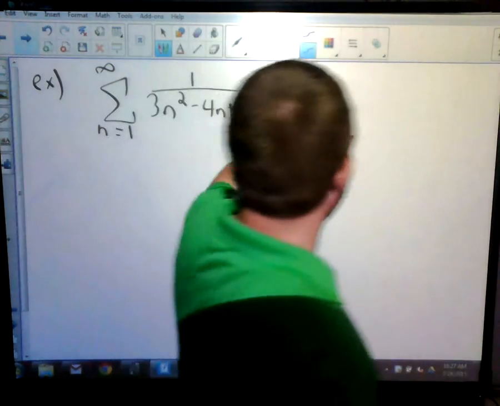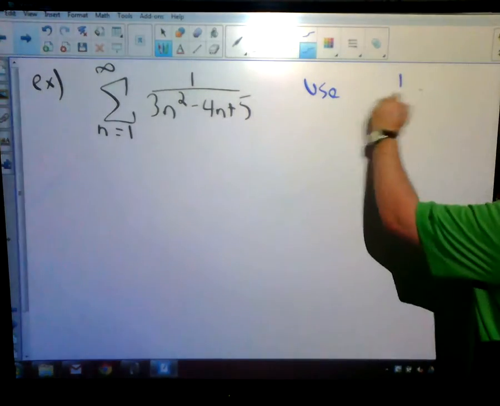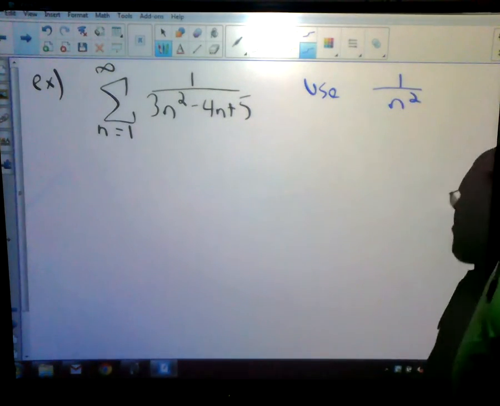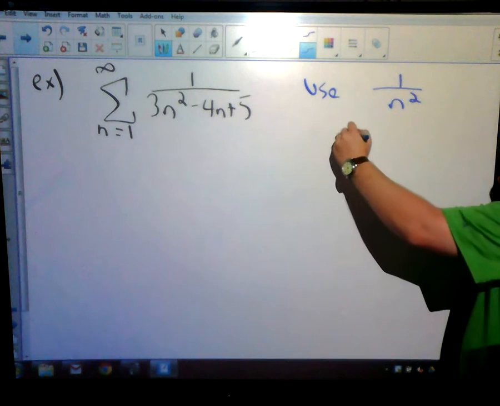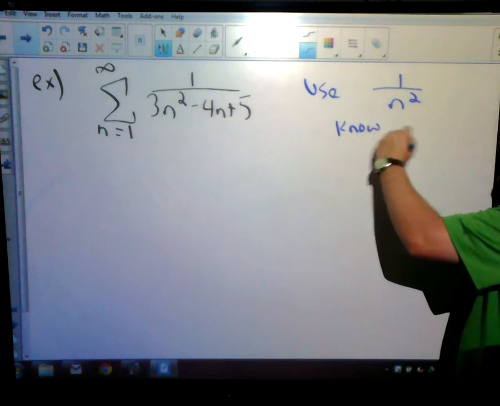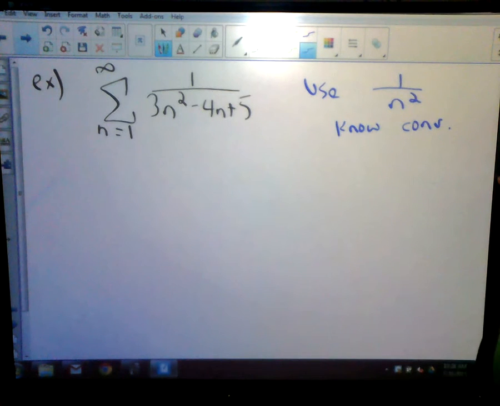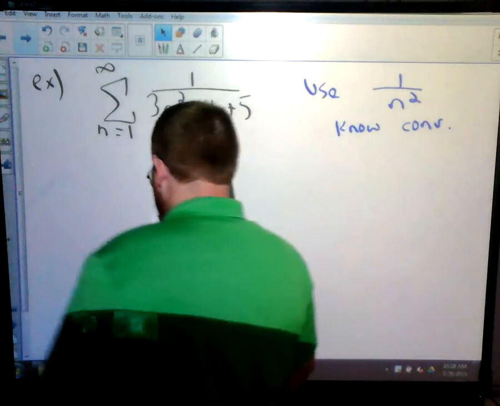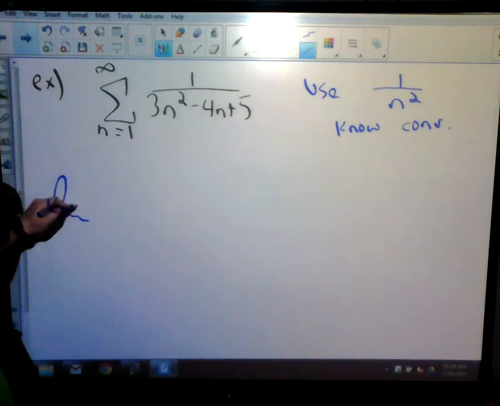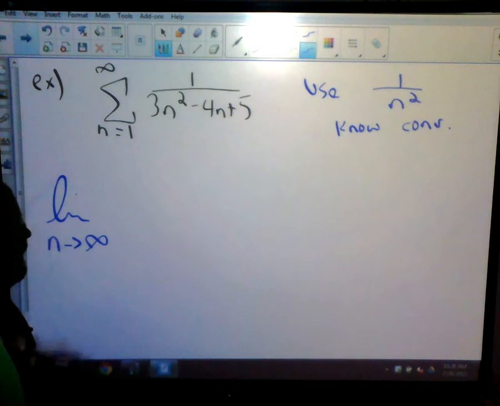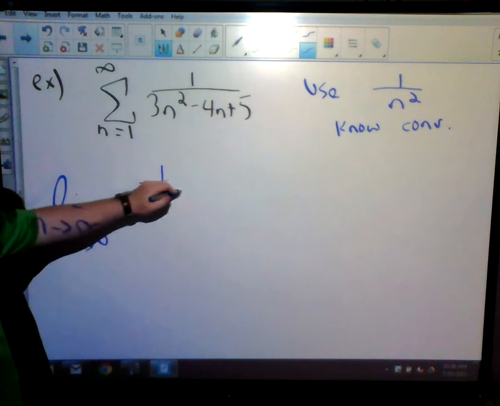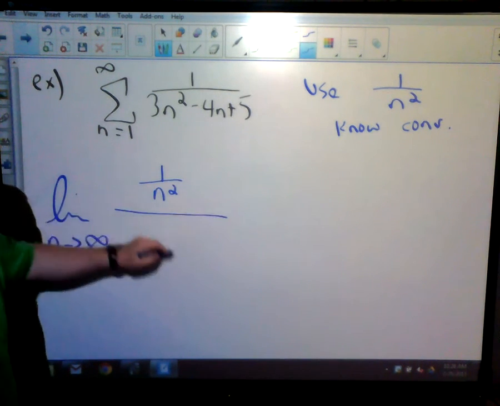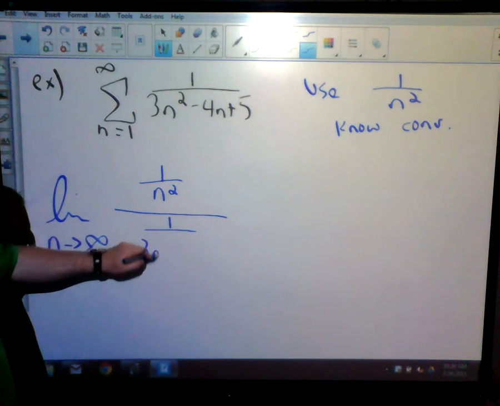So I'm going to use 1 over n squared. Why do I want to use 1 over n squared? Because I know this converges. How do I know it converges? It's a p-series with a power greater than 1. So I'm going to do a limit as n goes to infinity, and it does not matter which one you put on top. This is the one I know. This is the one I'm trying to figure out.